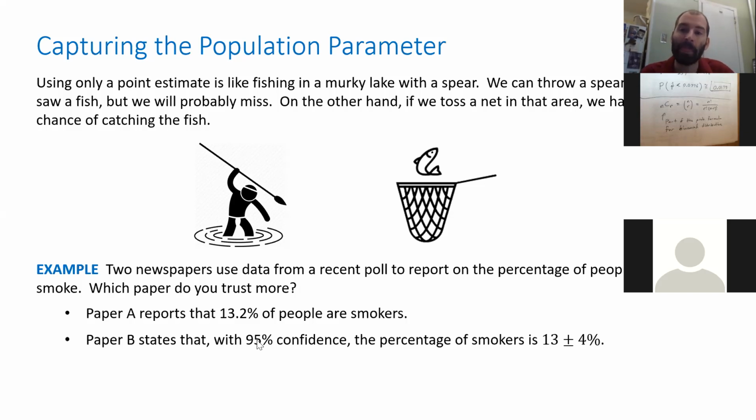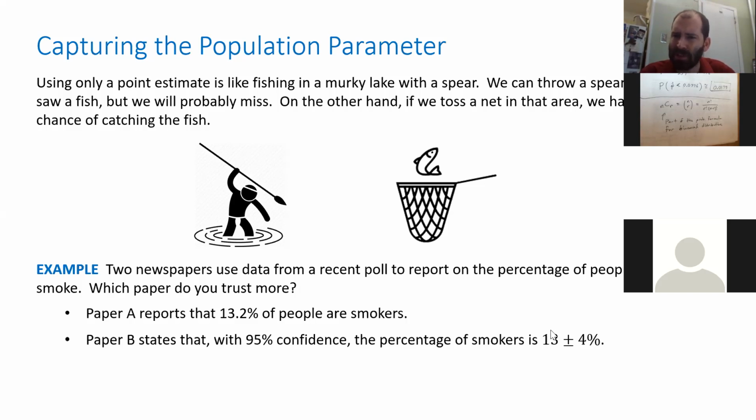So they're admitting that there's a 5% chance that they're wrong, that the actual number of smokers is outside of this interval, but they're 95% sure that it is. So I trust this result more. So this is the kind of thing that we want to construct.